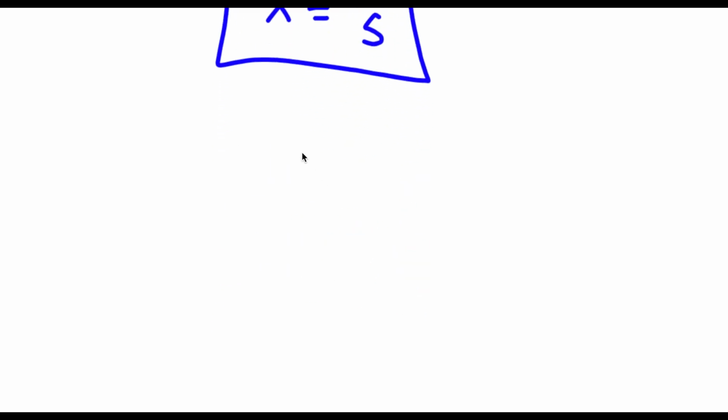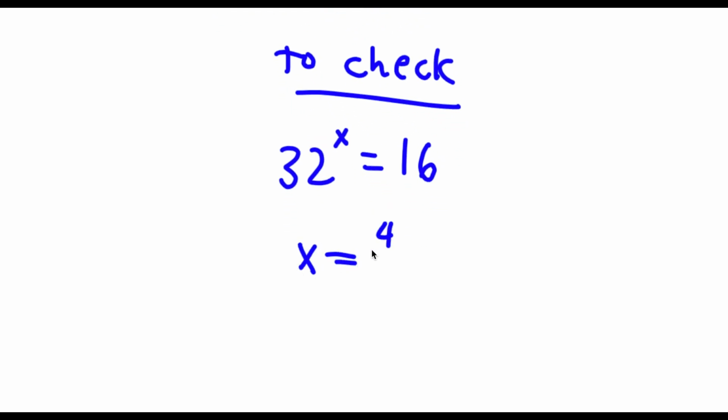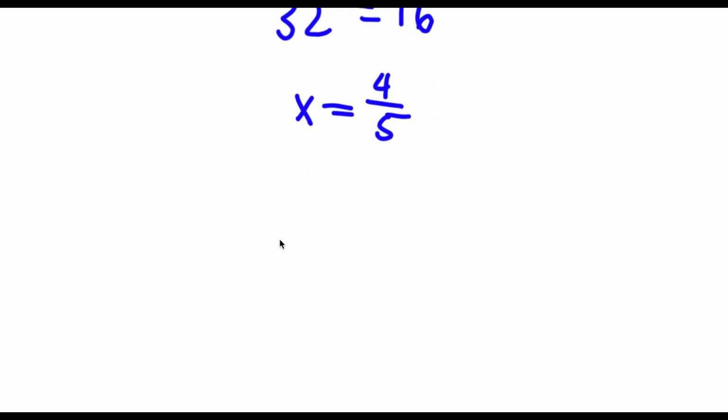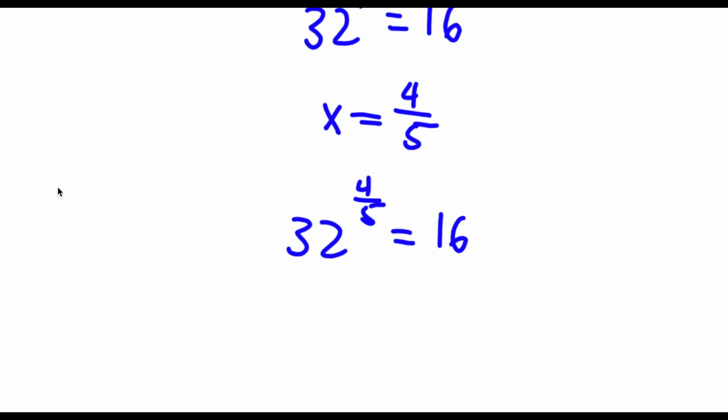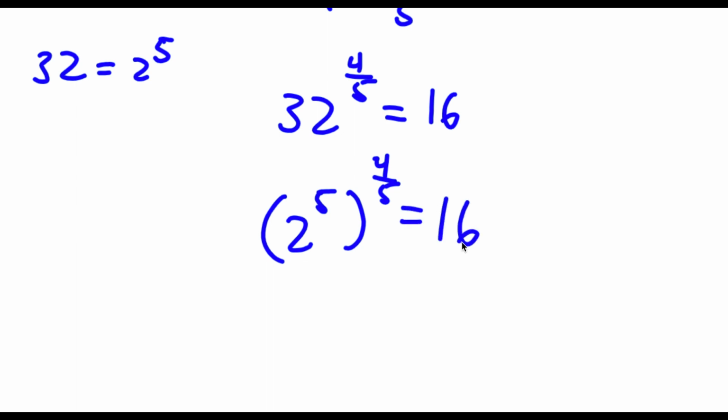Now, to check, my original equation was 32 to the power of x is equal to 16. So I know that x is equal to 4 over 5. So now I have 32 to the power of 4 over 5 is equal to 16. Now remember how 32 is equal to 2 to the power of 5. So if I substitute in 2 to the power of 5 for 32, I get 2 to the power of 5 to the power of 4 over 5 is equal to 16.